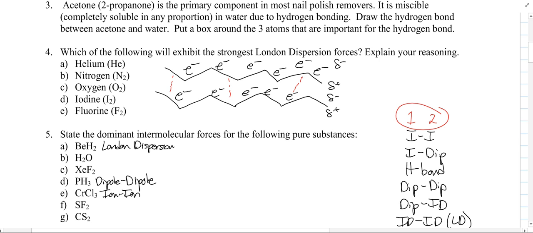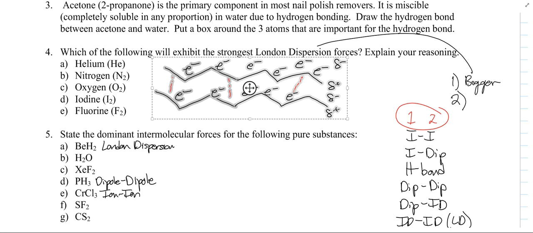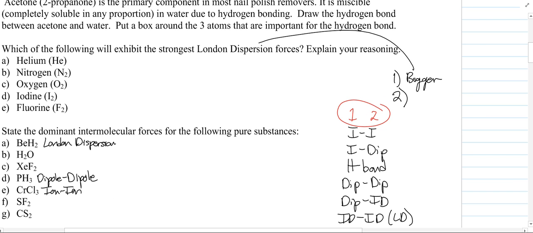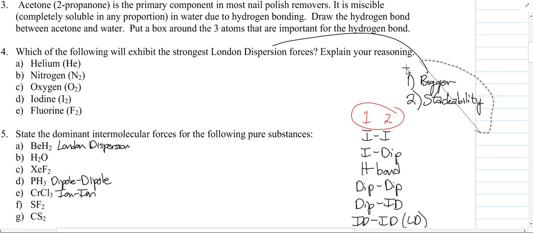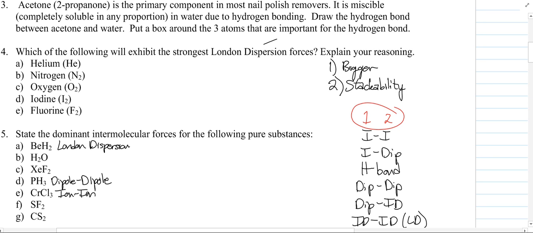So with London dispersion, things that make it stronger are, 1, being a bigger molecule. 2, let's say you have 2 molecules that are the same size in terms of number of carbons and so on. Then I would look at the stackability of the molecule, if that makes sense. I like the word stackable. Sorry, just rearranging.